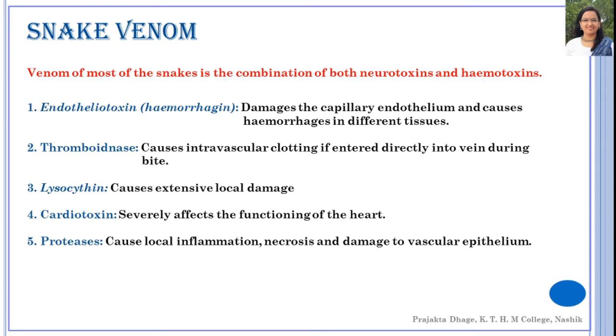Now, when we talk about snake venom, it is a complex mixture of specific enzymes and toxins which is used in capturing and subduing the prey and also proves to be a good digestive fluid. It is a sticky, tasteless, odorless, acidic liquid, faint yellowish or greenish in color.